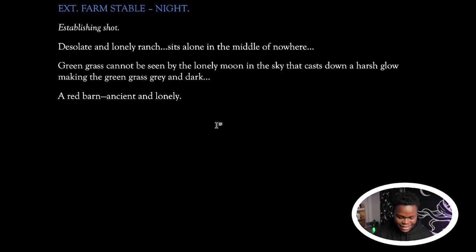Establishing shot, desolate and lonely ranch. So what I probably want to do is actually say exterior, ranch, night, establishing shot. Green grass cannot be seen by the lonely moon in the sky that casts down a harsh glow, making the grass gray and dark. A red barn, ancient and lonely. And then we could go into the barn and continue. So, I don't know where this is going, but we will definitely see.